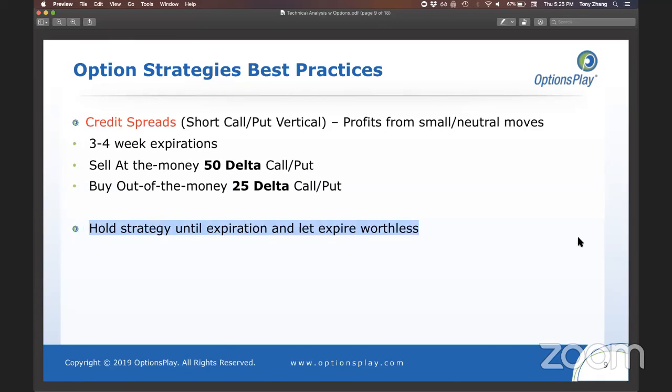Michael's saying, how do we see the latest daily play trade results? You can go to optionsplay.com/dailyplay. We post every single trade as well as closing trades at optionsplay.com/dailyplay.